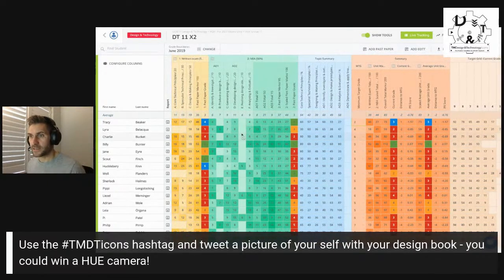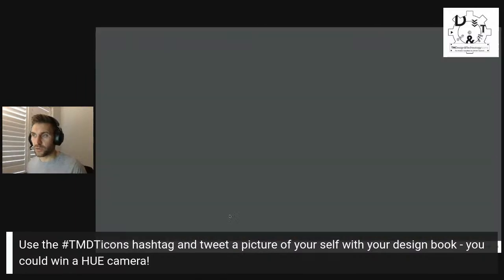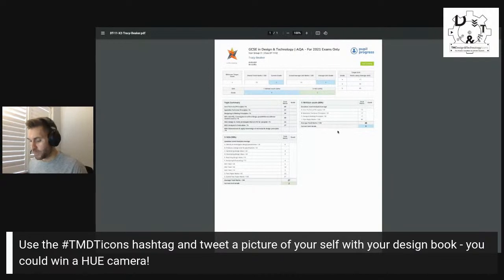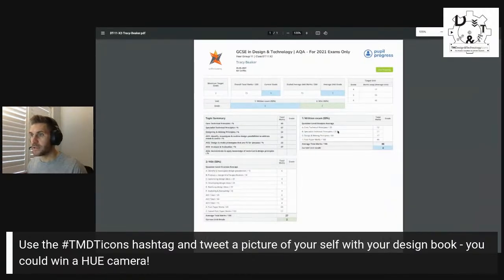Something that's really nice, and I found this as a massive help, I used this system for two years before I decided to leave teaching to start Pupil Progress. This individual report that you can pull up here breaks down the qualification exactly, so the student can see exactly what grade they're working at and why, and you can communicate with the student.